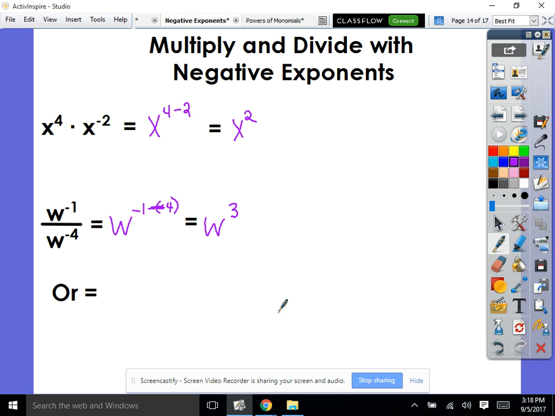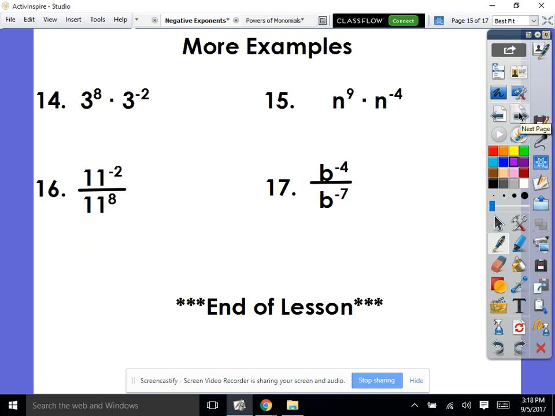Or you can think about it this way. If you know that to get rid of the negative you flip, then we would put the bottom number on top, the top number on bottom, and then we know that when we divide, we subtract. So either way, showing your work there would work for that, whichever way makes sense to you. All right, more examples. So we have 3 to the 8 plus negative 2, or 8 minus 2, which equals 3 to the 6th power.